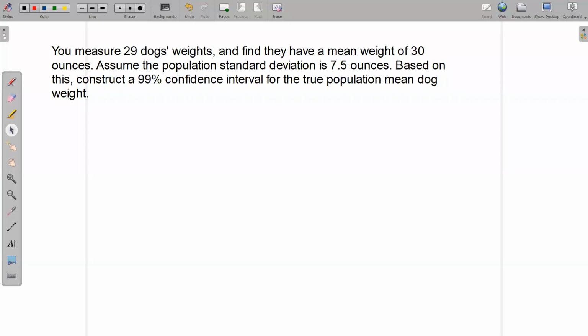Off we go. So we measure 29 dog weights, and we want to find a confidence interval for the actual mean weight of dogs based on this sample of 29.